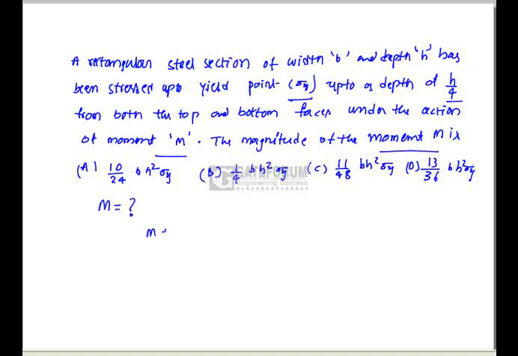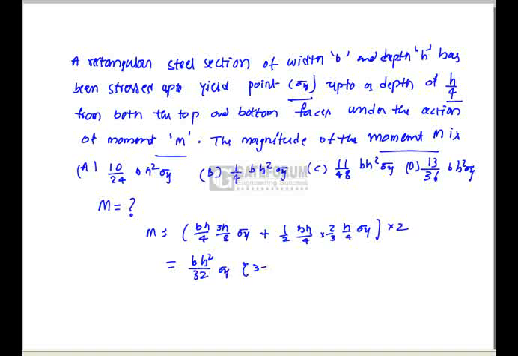So M is equal to b h by 4 into 3h by 8 into sigma y, plus half b h by 4 into 2/3 h by 4 into sigma y, into 2. If we take b h square by 32 into sigma y as common, 3 plus 2/3 into 2, that is equal to 11 by 48 b h square sigma y. So option C is correct.